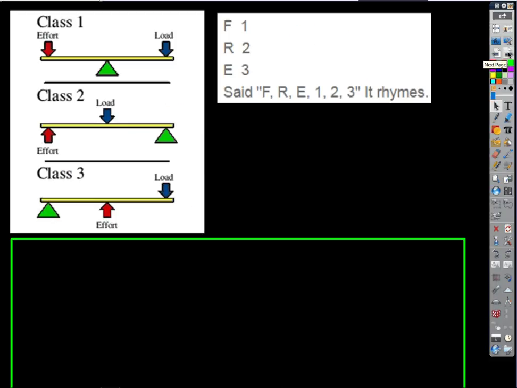So a couple ways you can remember this. This is kind of cool. So FRE 1, 2, 3. If you can remember that, you can remember how all the classes are, right? Because if you look at the depictions of the levers, whatever's in the middle, what's in the middle for a first class lever? The fulcrum. What's in the middle for a second class lever? The resistance, right? What's in the middle for a third class lever? The effort. So if you just remember that resistance is the same as output, and effort is the same as input, because effort's what your efforts are doing, right?